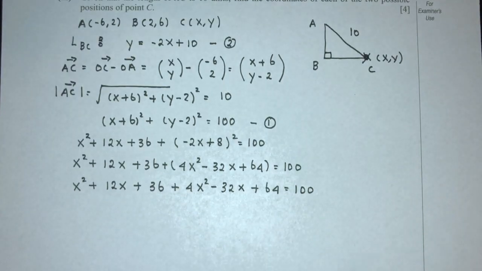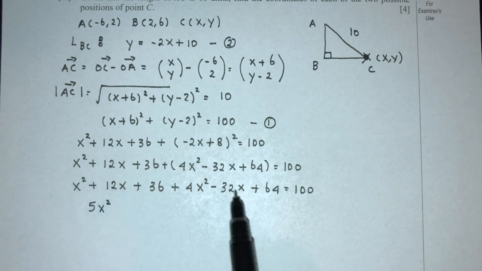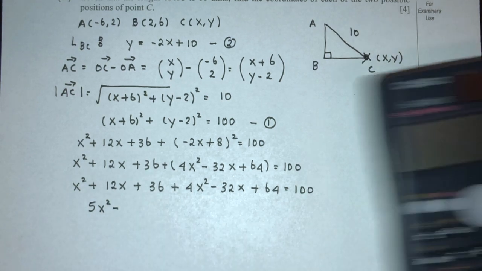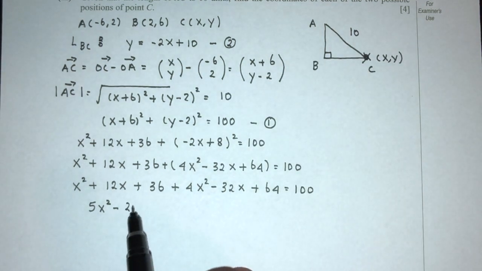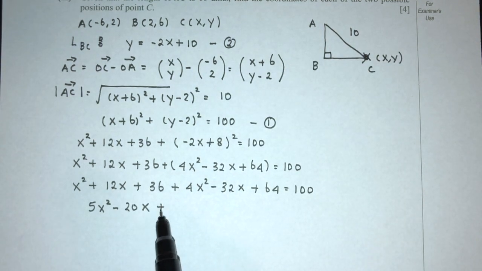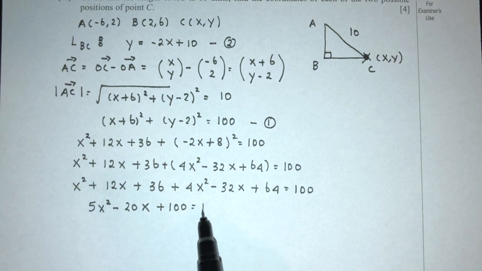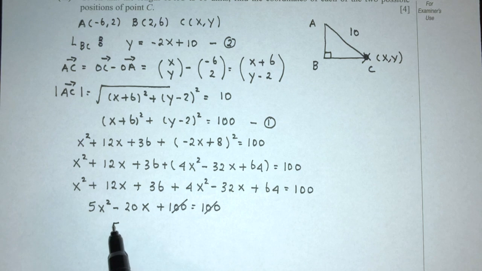So simplify: this plus this will be 5x squared. This minus this will be minus what? 12 minus 32, minus 20, and plus 100, that will be 100. So these two will cancel out. You will have 5x squared minus 20x equal to 0.